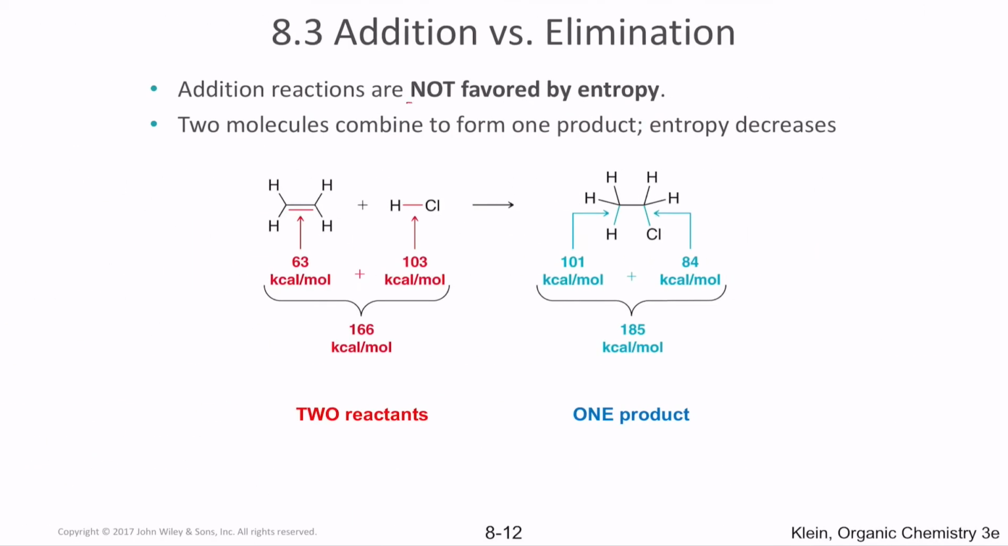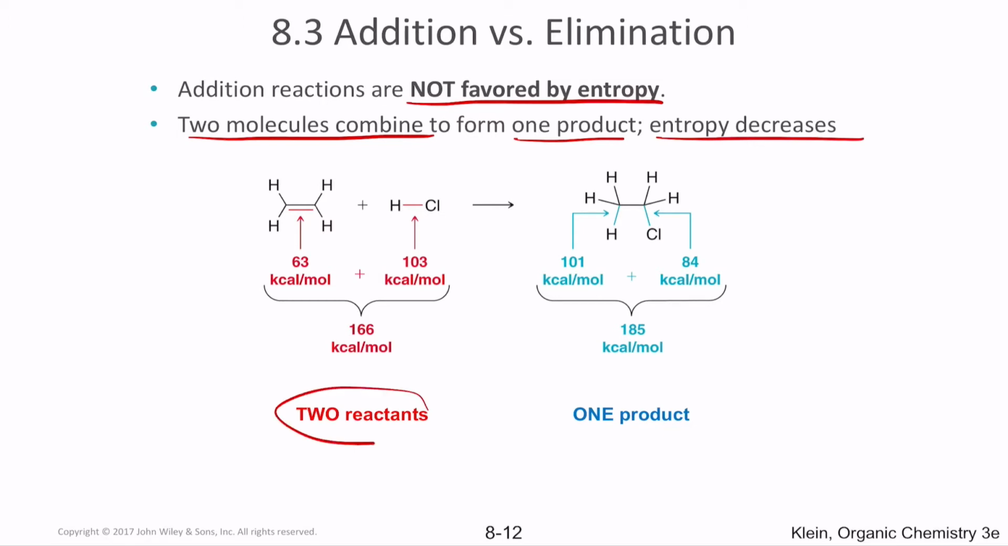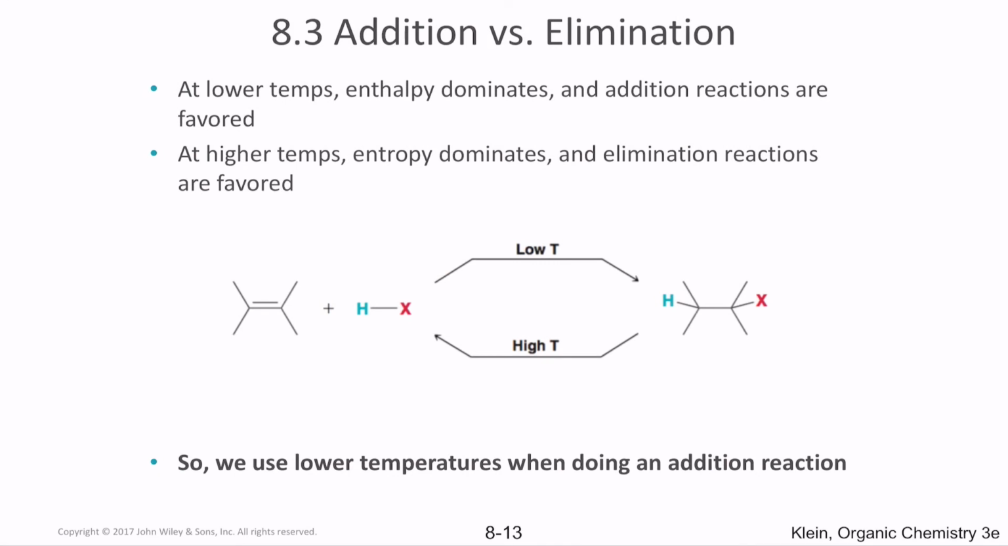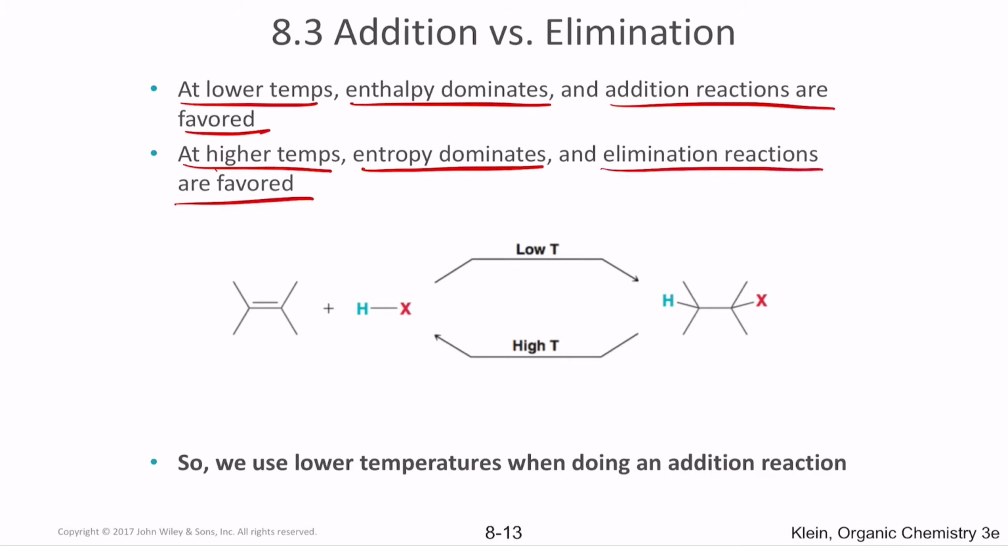Now, addition reactions are not favored by entropy, because two molecules combine to form one product. So therefore, entropy is actually decreasing here, because when you have two reactants combining into one product, you are decreasing the number of moles of gas. But at lower temperatures, enthalpy will dominate, and addition reactions are generally favored. When you go towards higher temperatures, entropy will dominate, and elimination reactions will be favored.